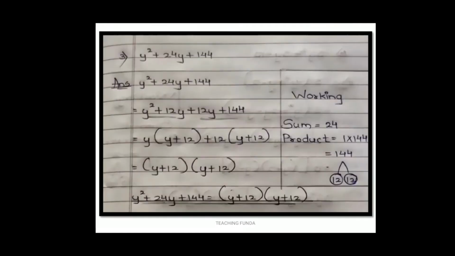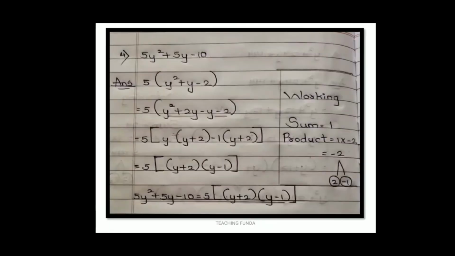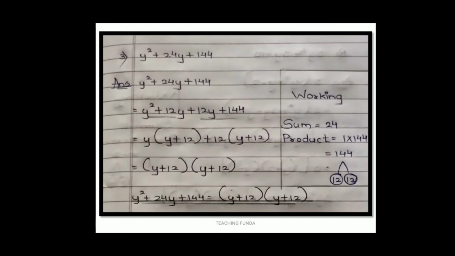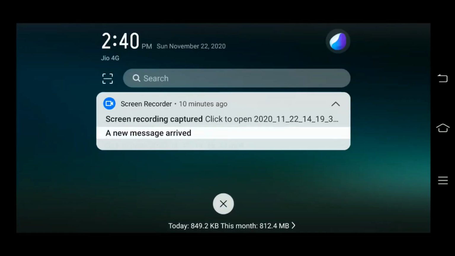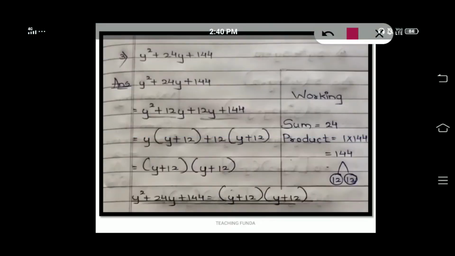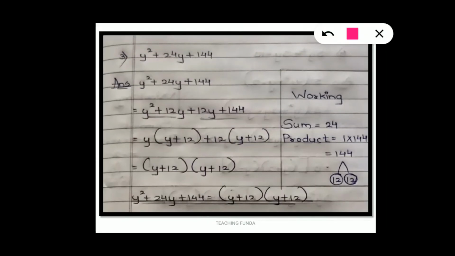Now we will see the next sum. Third sum, y square plus 24y plus 144. If there is a plus sign then there is no tension at all, because in both the terms you are getting the plus sign. You have to find the factors of 144. The factor of 144 is what? 12 into 12. Wait. 12 into 12 means here 12y plus 12y.